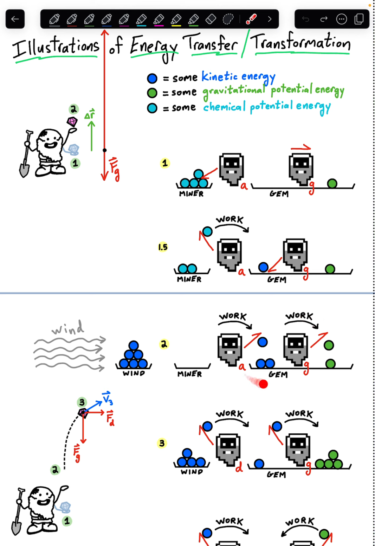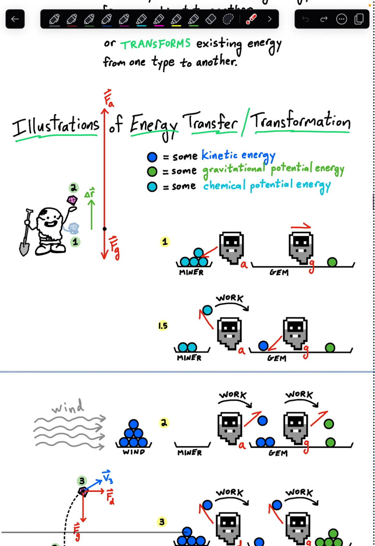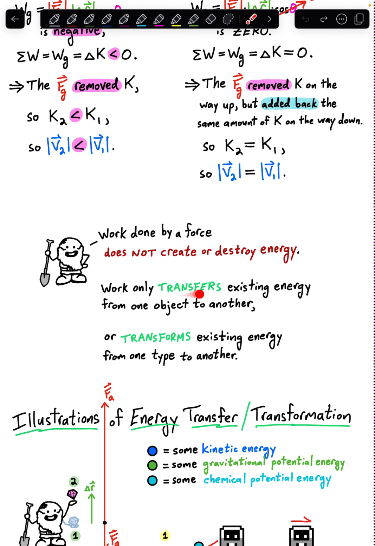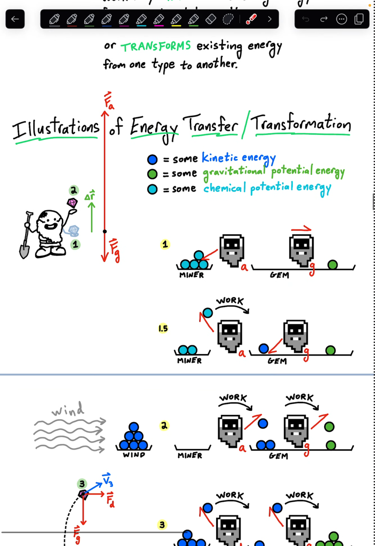But count up the orbs in our scenario here. We started out with 1, 2, 3, 4, 5 units of energy total. After the applied force does some work to transfer chemical potential into kinetic, and after gravity does some work transferring kinetic into gravitational potential, we still have 5 total orbs here. We have not created or destroyed any energy in these work processes. We've only transferred energy and transformed energy, not created or destroyed.